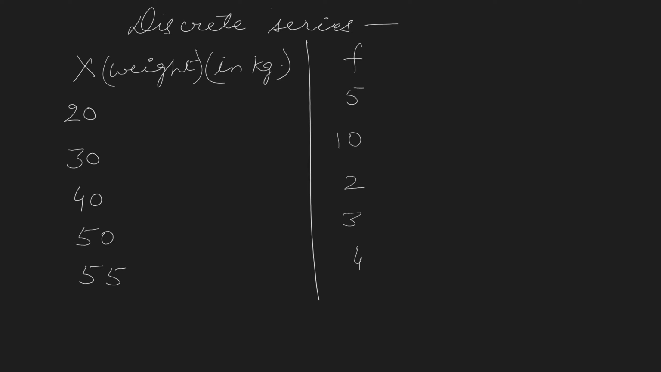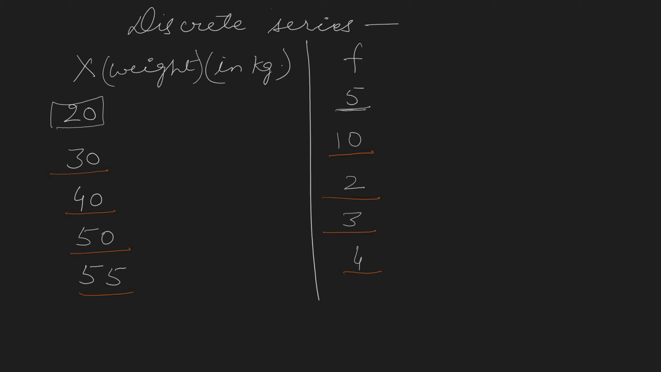What does this frequency mean? This frequency means there are 5 people. Frequency means number of repetitions. This means 20 kg of weight is repeated 5 times. It means 5 people have 20 kg of weight. Then next, 10 people have a weight of 30 kg. 2 people have 40 kg. 3 people have 50 kg of weight. And 4 people have 55 kg of weight. So this is the discrete series.